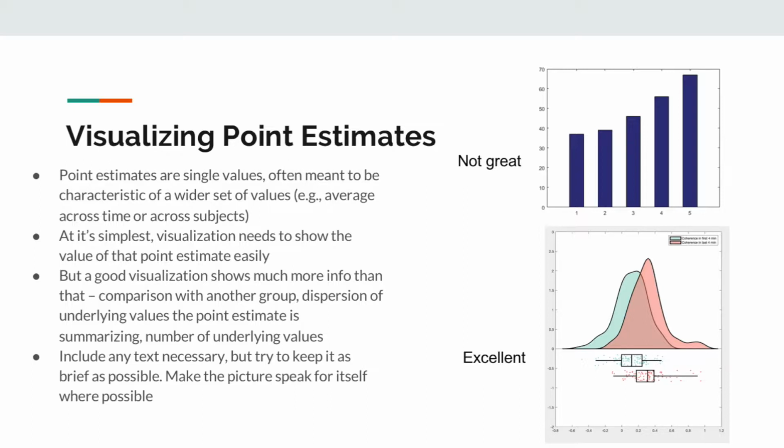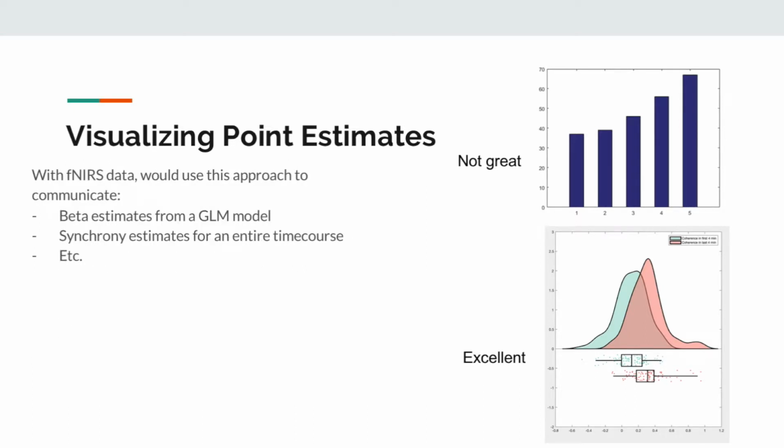making that up, etc. You'd want to include any text that's necessary on a visualization, but you want to also try to keep it as brief as possible. You want to make the picture be able to speak for itself. With fNIRS data, you would be able to use this approach to communicate, say, beta estimates from a GLM model, synchrony estimates for an entire time course, etc.